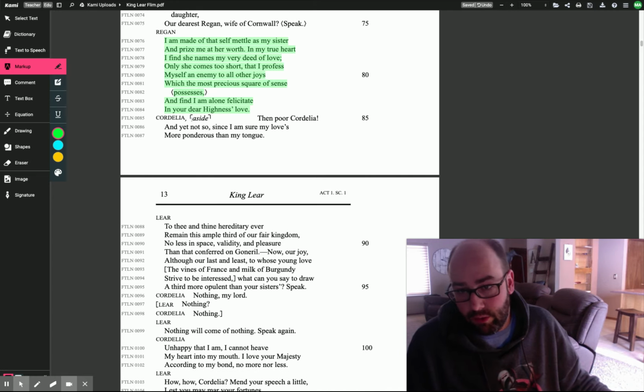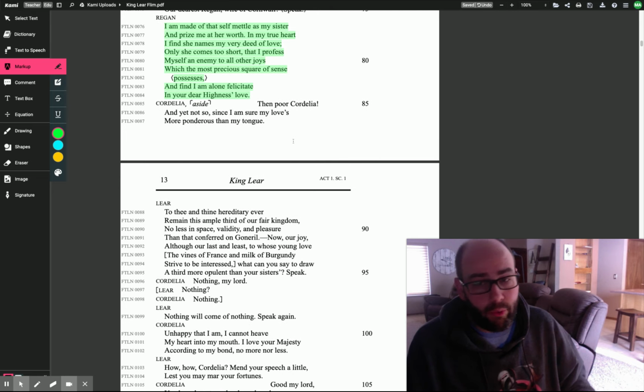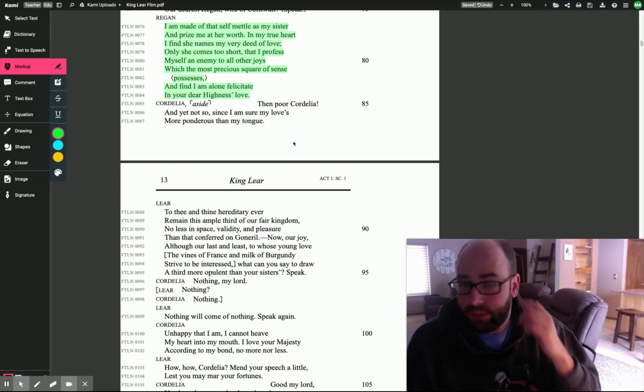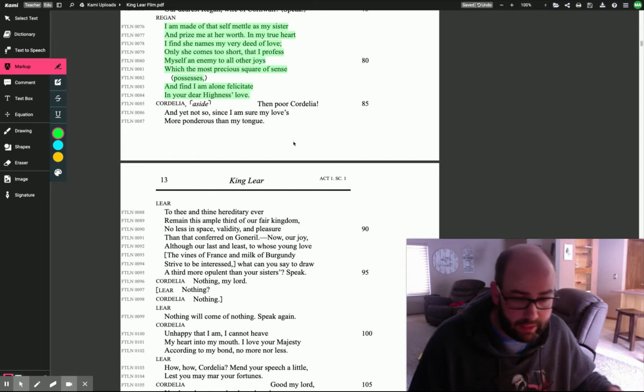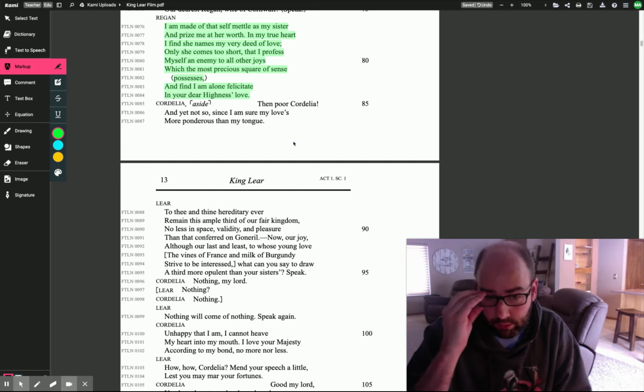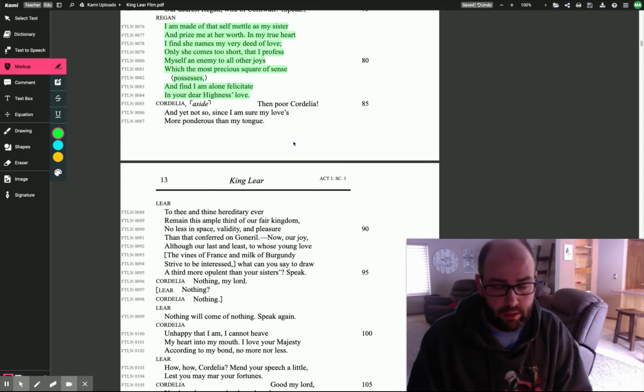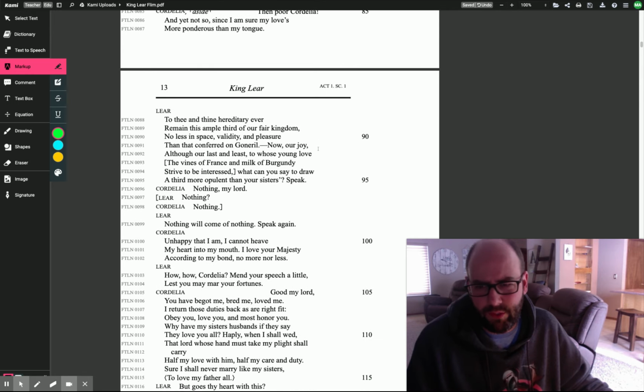Then, once again, Cordelia says, aside, then poor Cordelia, and yet not so, since I am sure my love's more ponderous than my tongue. So remember, no one else can hear that. Cordelia is really struggling with this idea, right, of I have to prove to you that I love you.